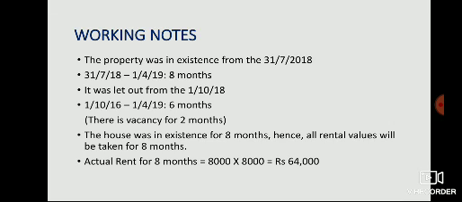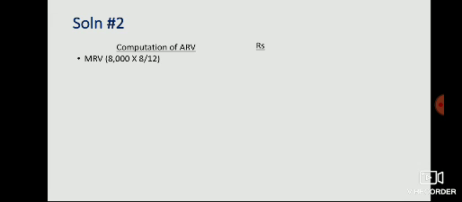So we find out the actual rent for 8 months, which is equal to 8,000 into 8, which you will get rupees 64,000. So this is your solution. MRV is taken for a value of 8 months. That is 80,000 into 8 by 12. You'll get 56,000. FRV is also taken for a value of 8 months. 90,000 into 8 by 12, which you will get 60,000.